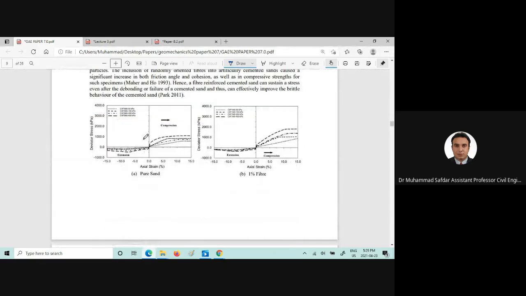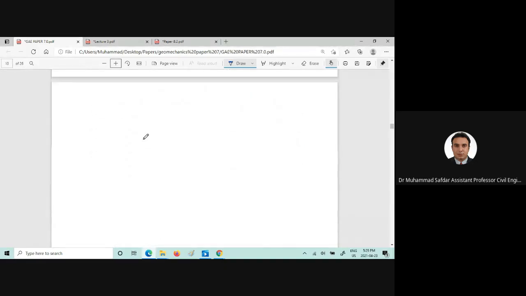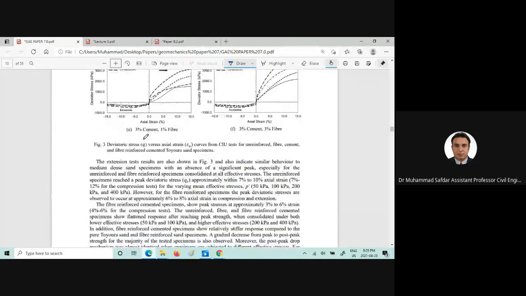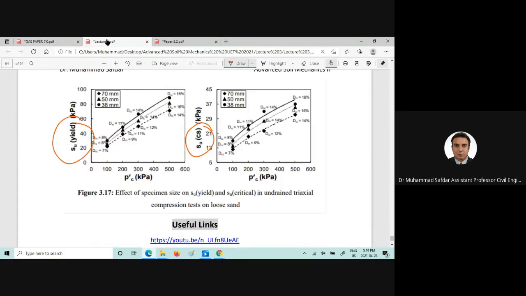Again, with the various confining pressures, compression and extension tests were performed, and the same failure envelopes, peak friction angles, and stress paths were plotted in this research paper. But that is focusing on the undrained behavior, and previously we were focusing on the drained behavior.